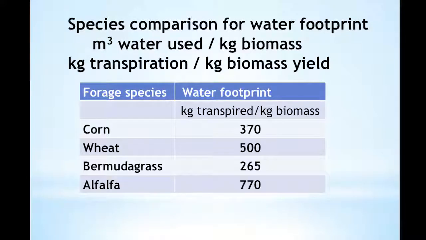Now, wheat is intermediate here, and this is a C3 grass. This is a cool season grass, so it's not quite as efficient. Alfalfa, which is nicknamed the queen of the forages. Those of us who work on forages, we bow down. We love alfalfa. I think it's so wonderful.